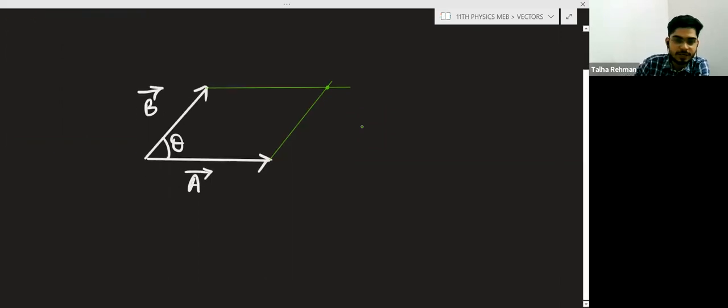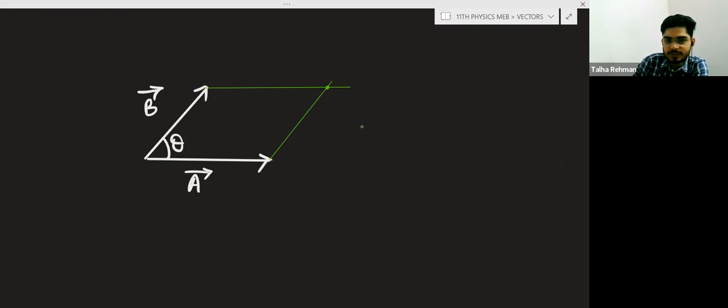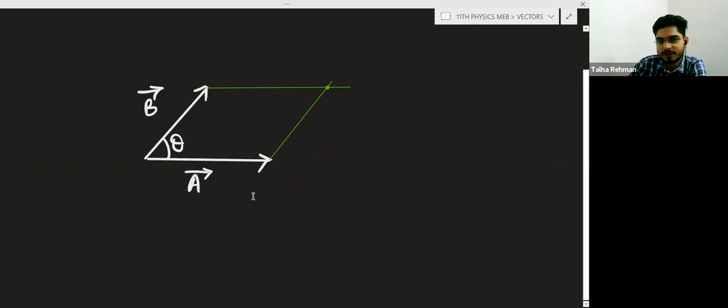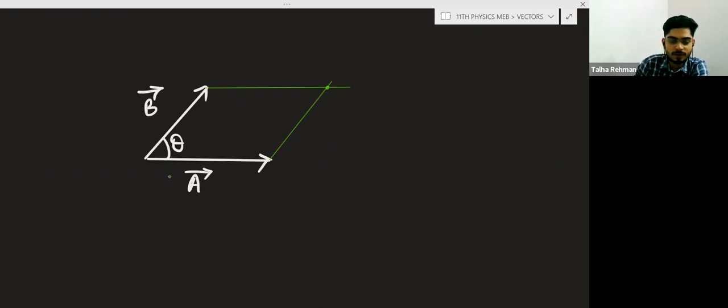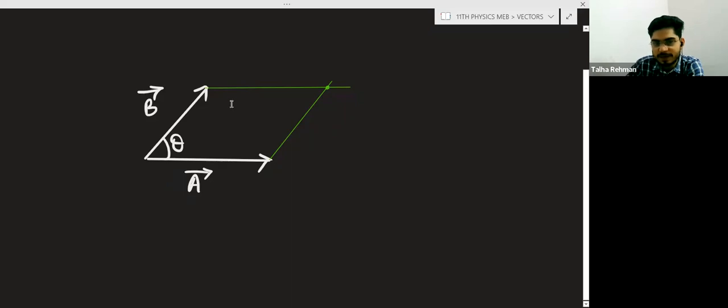So we can write this A cross B. This is your A vector, this is your B vector. This becomes the parallelogram. Two sides: this side is parallel to this side, and this side is parallel to this side, and this side is equal to this side, and this side is equal to this side. So this is the parallelogram.